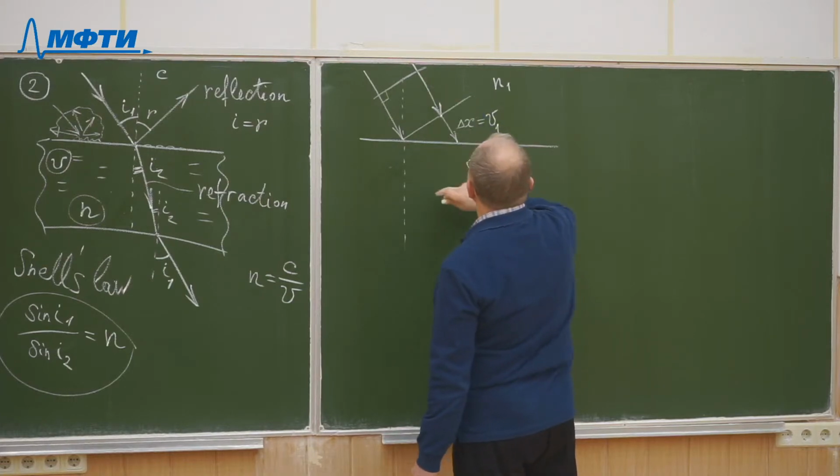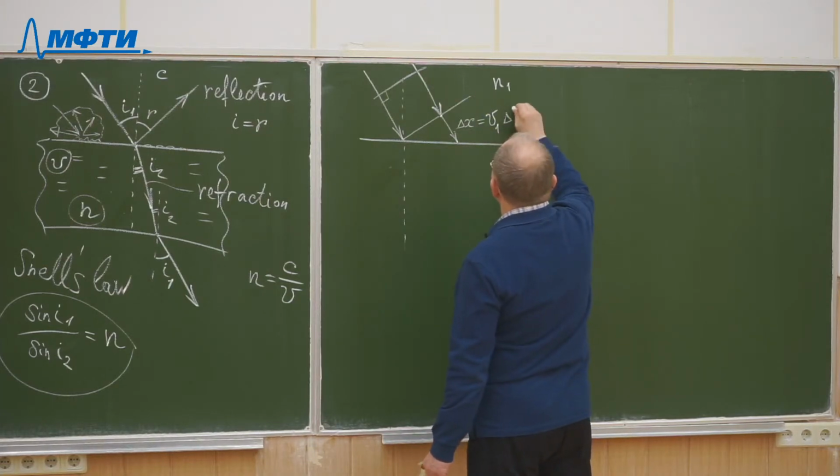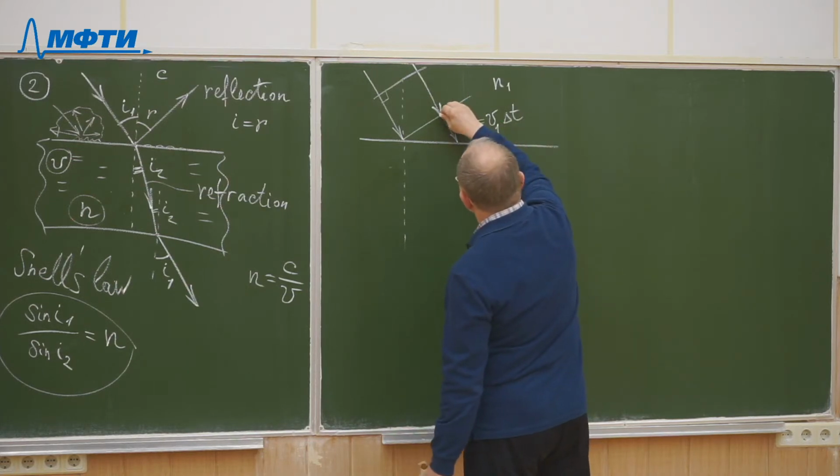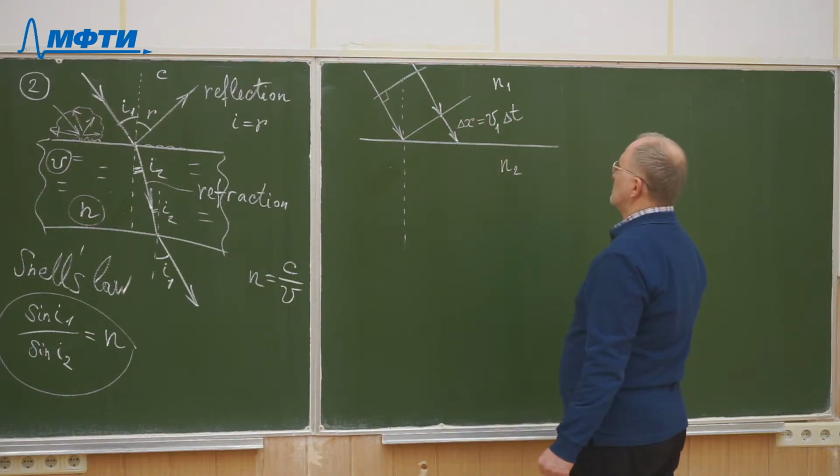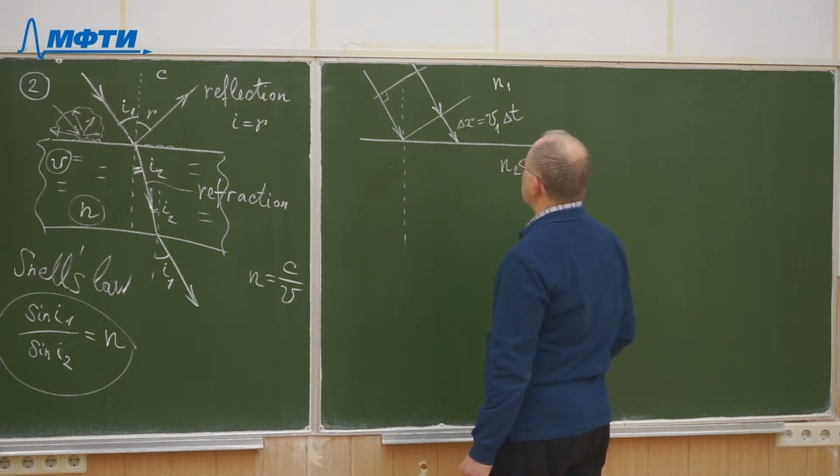And if this distance is delta x, then it will be equal to the velocity of light v1 in the first medium times delta t, a time interval needed for the light wave to propagate this distance delta x.